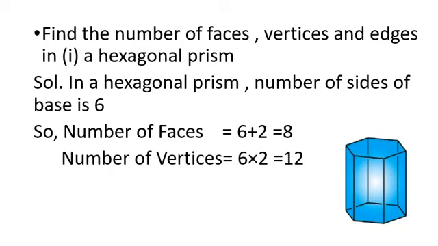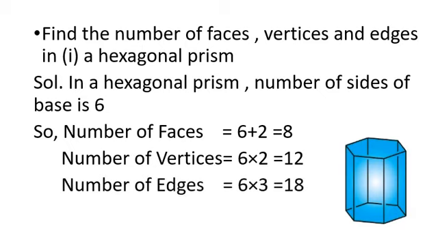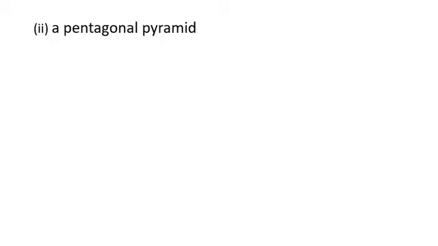Number of vertices. How will you find out the number of vertices? You are supposed to multiply the number of sides, that is 6 here, into 2, that will give you 12. Number of edges, 6 into 3, that will give you 18. I hope that is very much clear to you. Now coming to the pentagonal pyramid. This is the figure of a pentagonal pyramid.